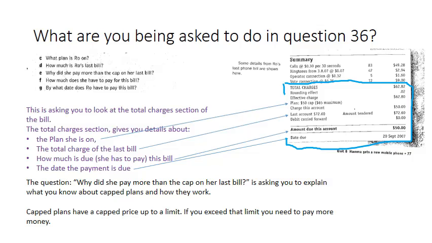The question, why did she pay more on the cap on her last bill? It's asking you to explain what you know about capped plans. So you may know that when you get a cap plan, you might be on a $30 cap. That $30 cap has a certain number of included phone calls and SMSs and data charges. And if you go over that amount, you'll pay more. But if you go under that amount, you'll still pay that $30. So it's good if you're using almost all of your cap, but if you go over, you get charged quite a lot more.